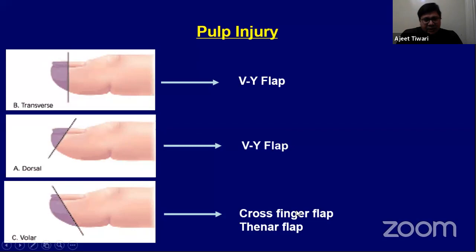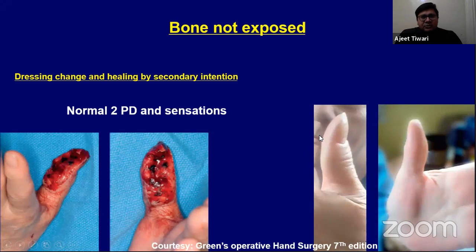If the patient has loss of the pulp without exposing the bone, if the bone is covered and only soft tissue loss is there, regular dressing and healing by secondary intention is, I think, the best possible option. The problem with this treatment is that it takes longer, like 3 to 4 weeks to heal. But the wonderful thing is that the patient has normal 2-point discrimination in the sensations, and this kind of sensation cannot be achieved by any kind of flap treatment.